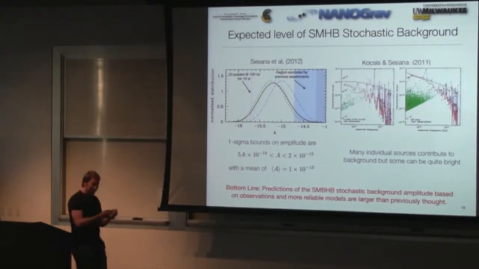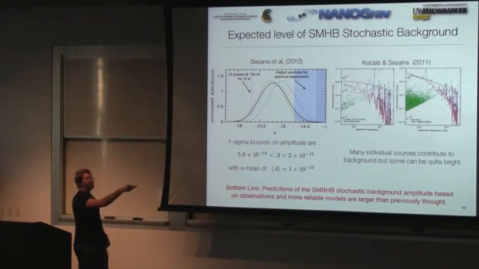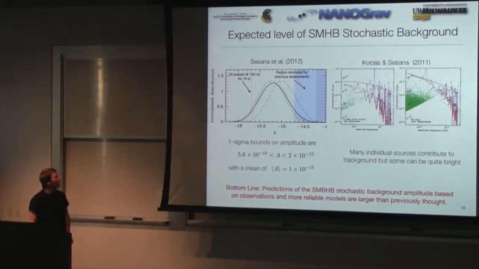So these systems merge faster. They're not spending as much time at these low frequencies. And because of that, you might see a few more of these sources standing out above the background that can be individually resolved. And so that gives us a little bit of hope that, if this is the case and we can't see the stochastic background, we still might be able to see these single sources.